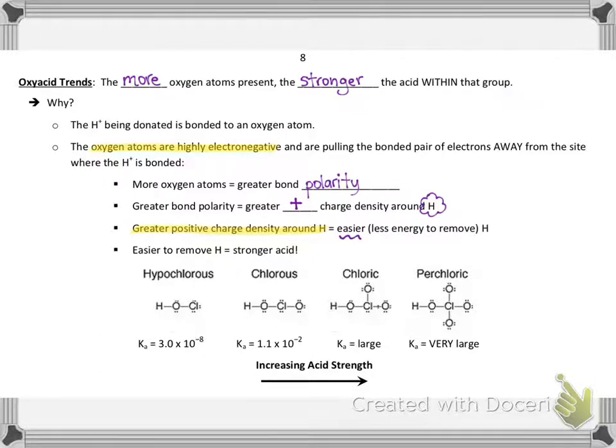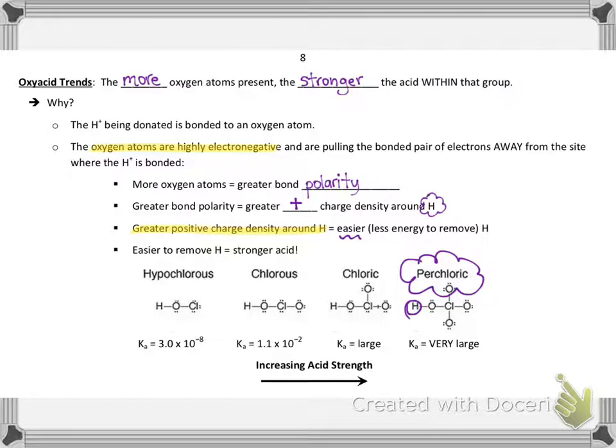So if we look at the order of the strength of the acids, from hypochlorous through chlorous, chloric, and perchloric. Remember, perchloric is the only one that actually shows up on the list of strong acids. There are 4 oxygens around that chlorine in your perchlorate, so it's very easy to knock off that hydrogen.